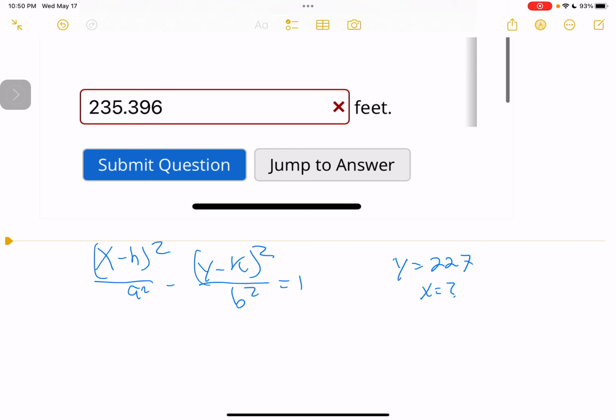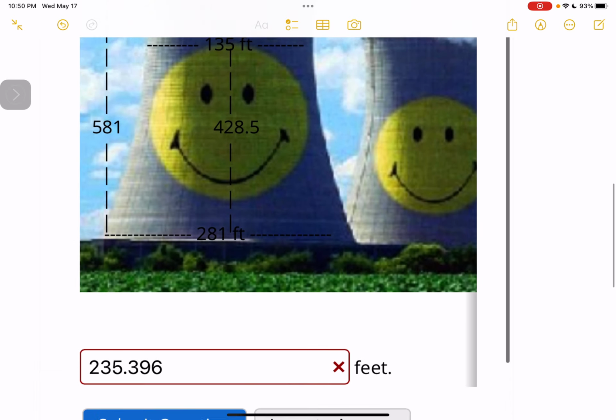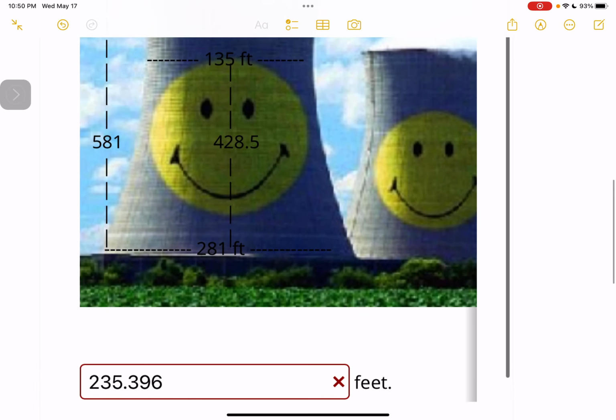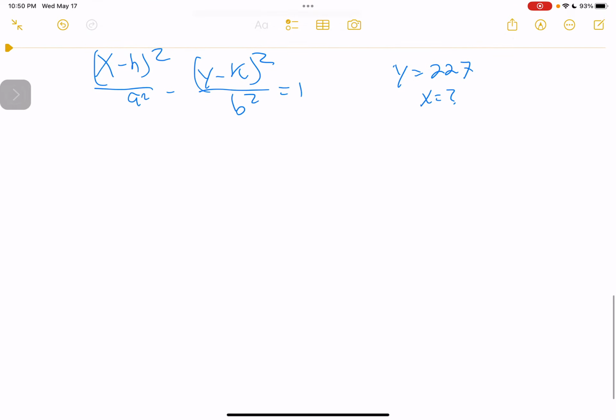You've got to be careful when you put these in the calculator. I set it up right, but I was fighting with the answer here. So let's go ahead and model this. I was going to draw on it, but this iPad notes thing gets a little messy when you do that.